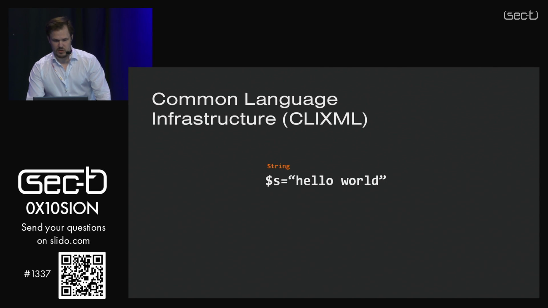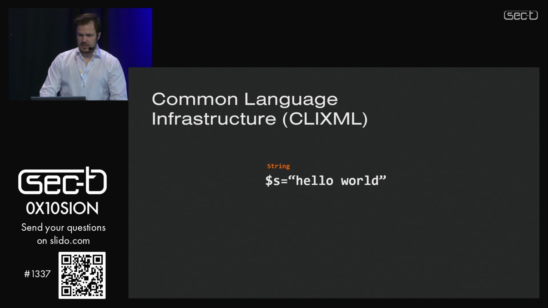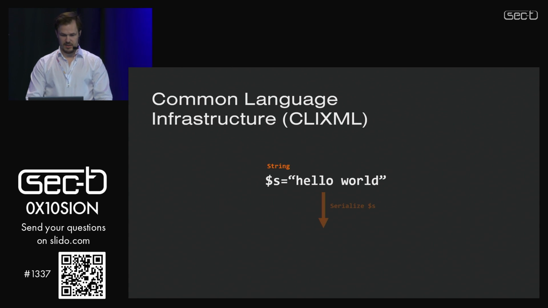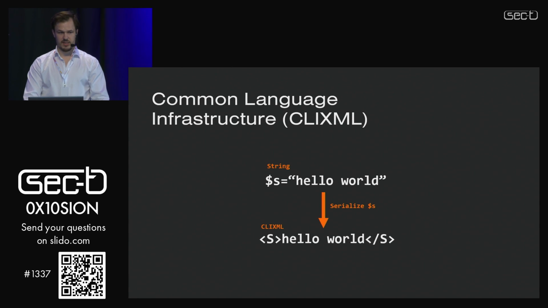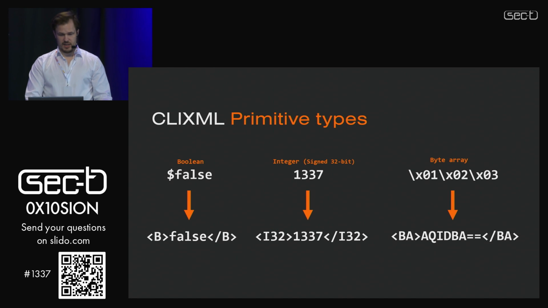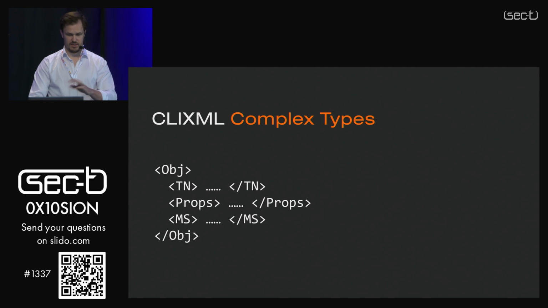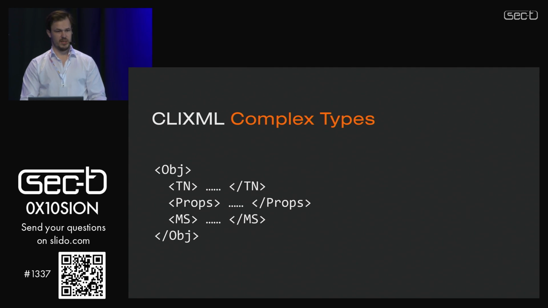All right, so what is CLI XML? CLI XML is a very common serialization format in PowerShell. Imagine that you have this string, you serialize it, it's going to be stored in this XML format. It has support for primitive types, for example. If you have a Boolean, it's going to be this B tag, and you're going to have integer tags and that kind of thing. It also has support for complex objects. In this case, you see the very basic template for it, but it can be lists, and it can be stacks, and there's a bunch of different data structures that it supports.